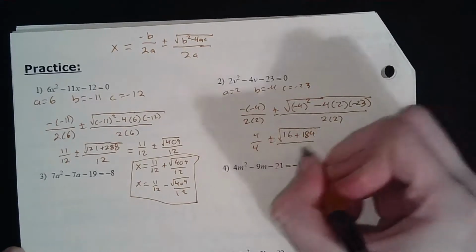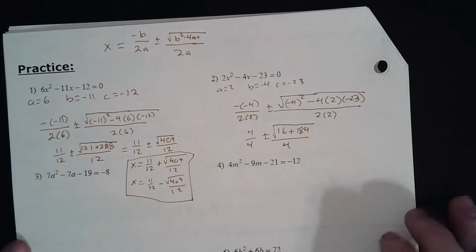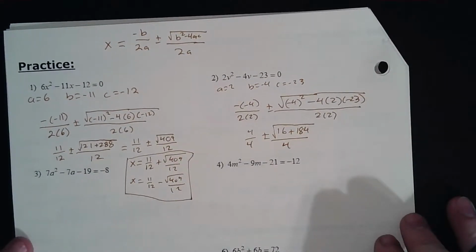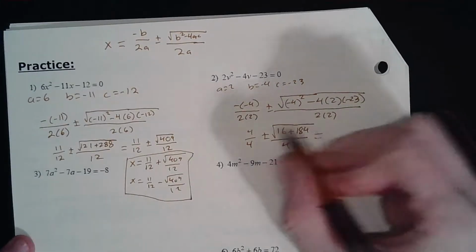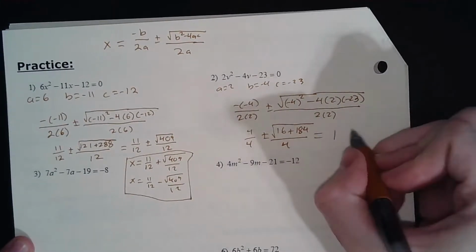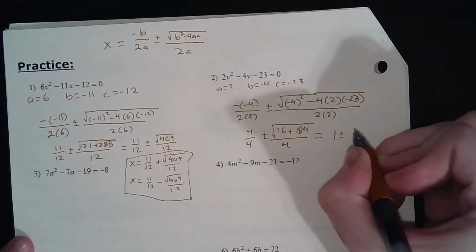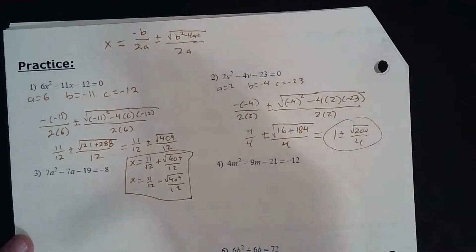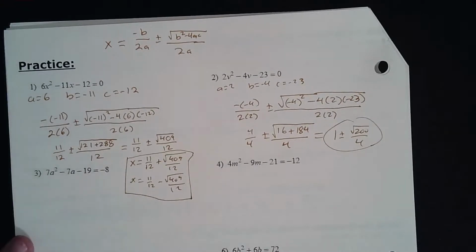Sorry, it's getting a little bit late for the mental math here. All right, then you got 4 plus or minus the square root of 16 plus 184. That's going to be 4 over 4 is 1, the square root of 200 over 4. Please note, that's full credit in my class, but I want to remind you of something.